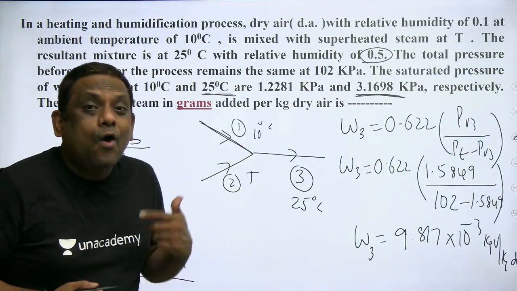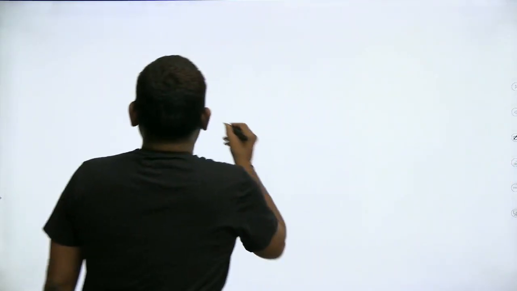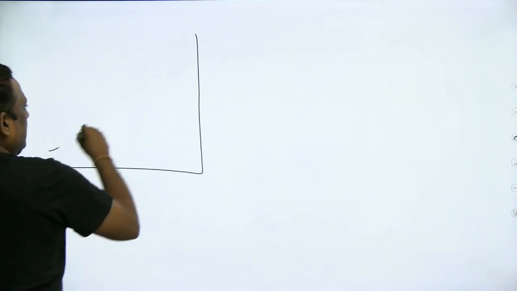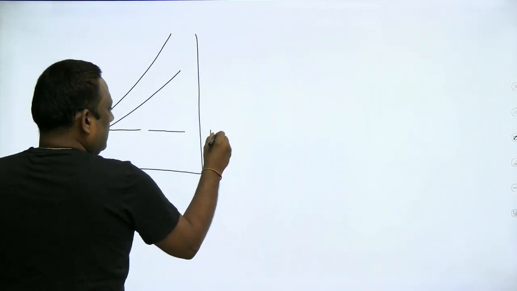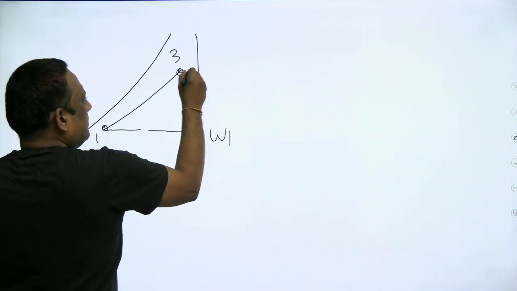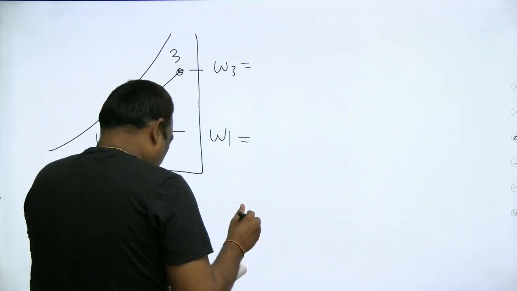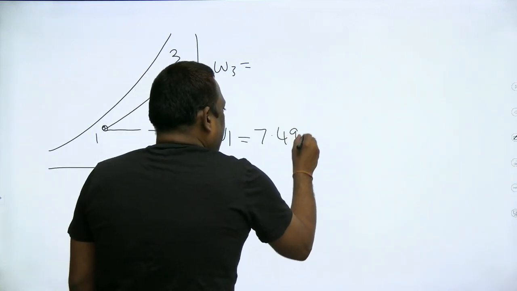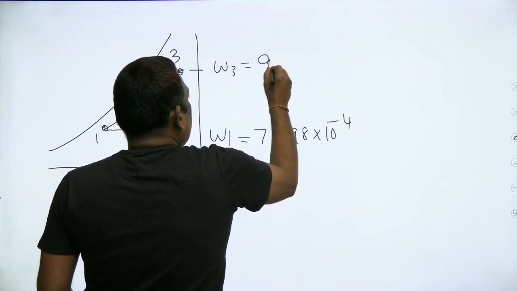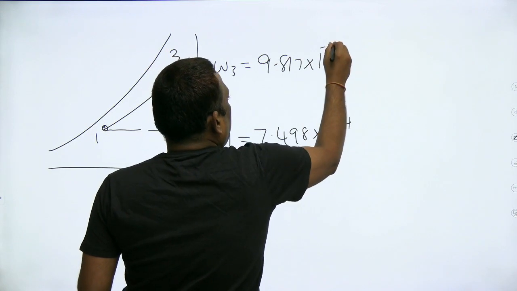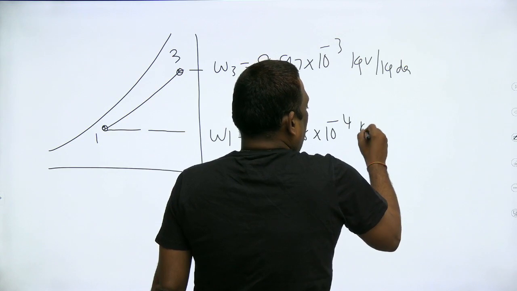Now what is he asking? What is the moisture added? So very simple, my dear students. Look once. This is my state, this is my psychrometric chart. So this is the initial value omega 1, and this is the final value, that is exit omega 3. Omega 1 we have already calculated as 7.498 into 10 raised to minus 4, and omega 3 is 9.817 into 10 to the power minus 3. All these are in kg vapor per 1 kg of dry air.